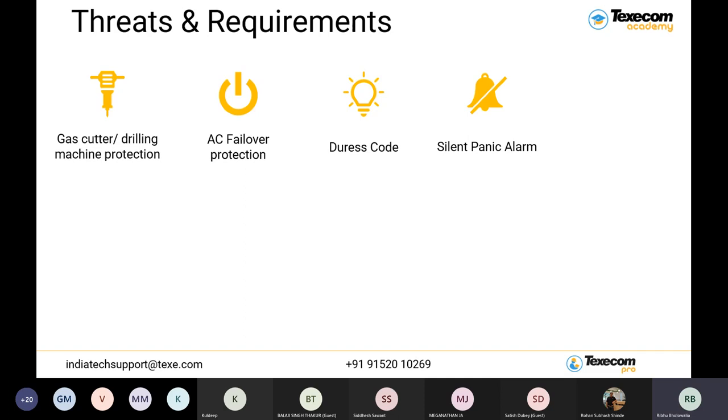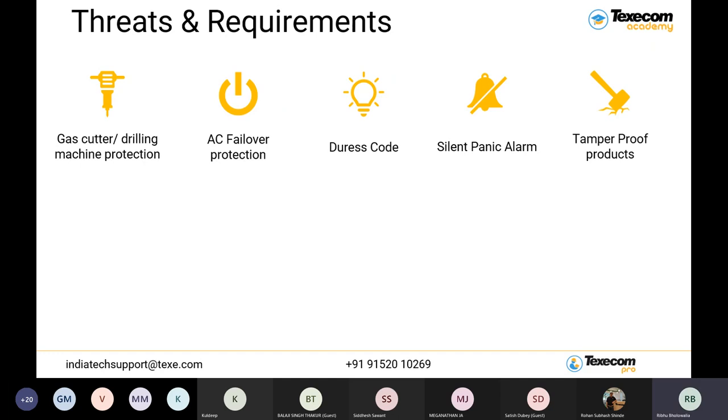Silent panic alarm. Such silent panic alarms we generally give to the bank managers. In case of any emergency, the manager will press the button. It will not generate a local hooter or alarm in the bank, but it will send a silent signal to the CMS station. All these things are very much possible and are features of the intrusion alarm system, the Texecom alarm system.